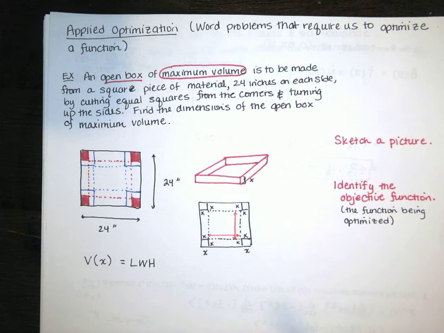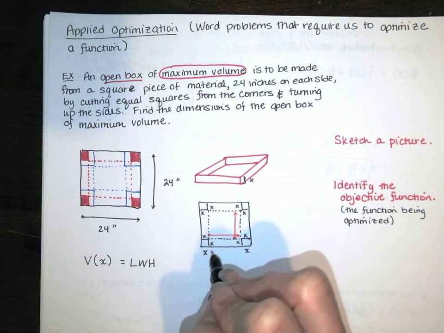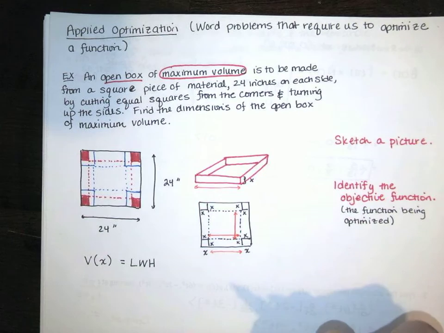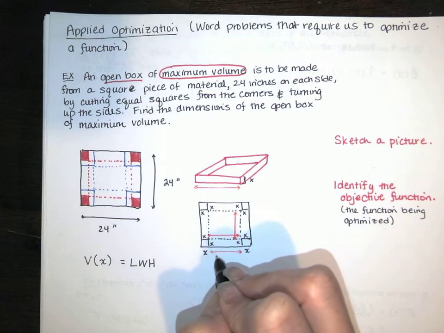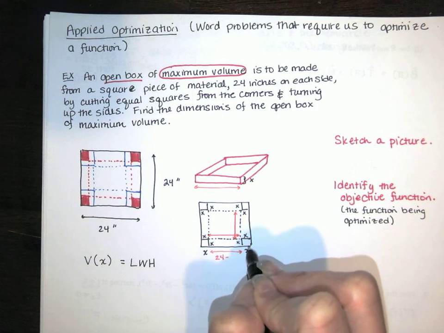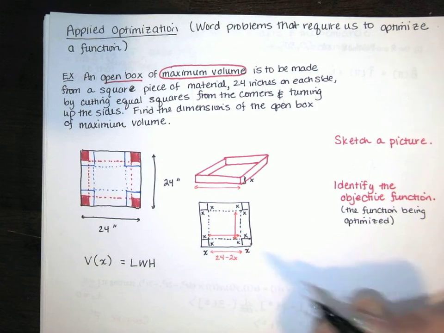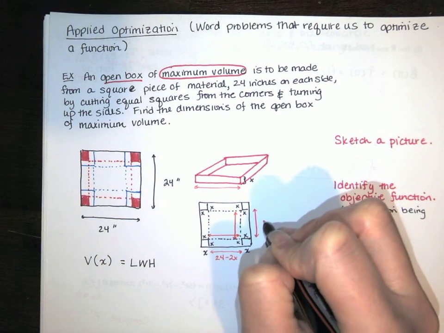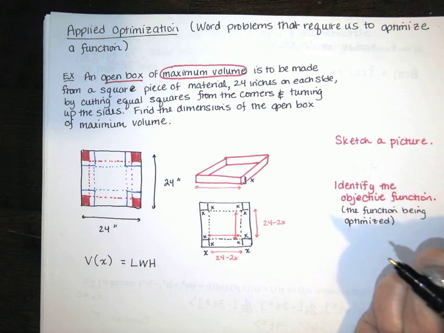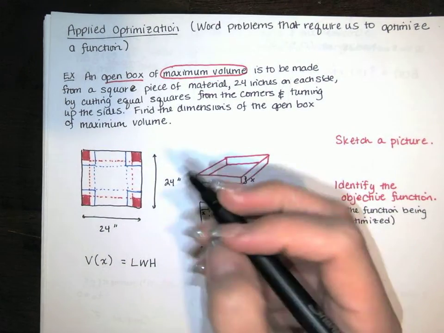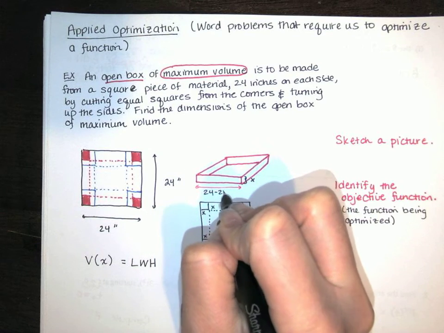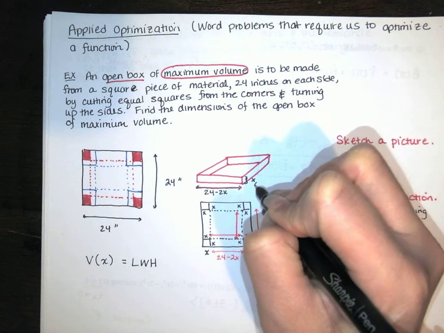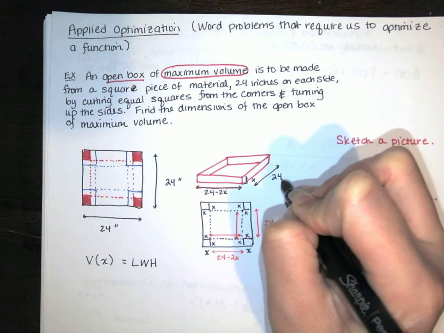So in general, this distance from here to here, which becomes this distance from here to here when we fold up the sides, is 24 inches minus that x minus that x. So it's 24 minus 2x. And since this is a square piece of paper, this is also 24 minus 2x inches. So I've got 24 minus 2x inches over here as one dimension, and another dimension is also 24 minus 2x.